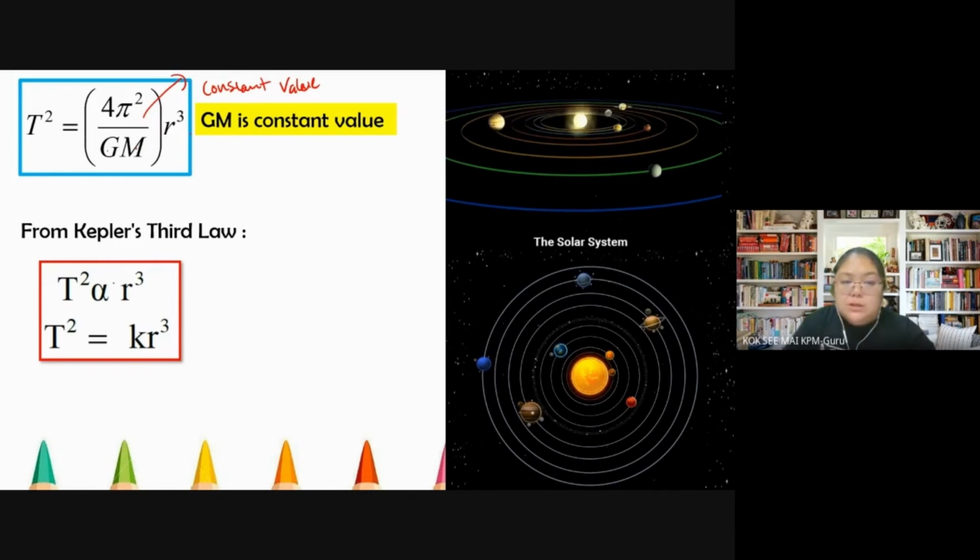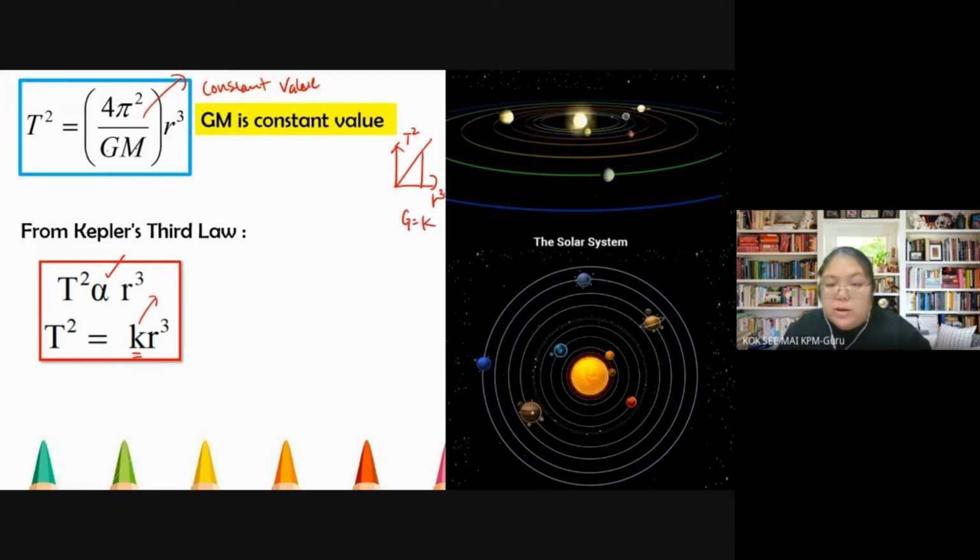Okay, Kepler's third law, just now they mentioned this one. If I ignore the directly proportional and put the k, what is k actually? If I plot the graph T square versus R cube, it is directly proportional, so the gradient of the graph is actually k. So k is one constant value.